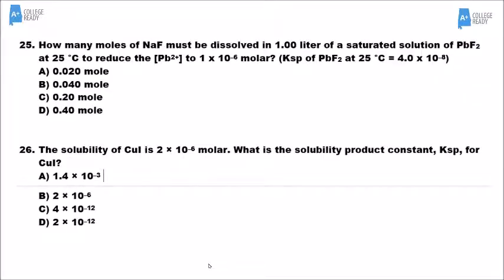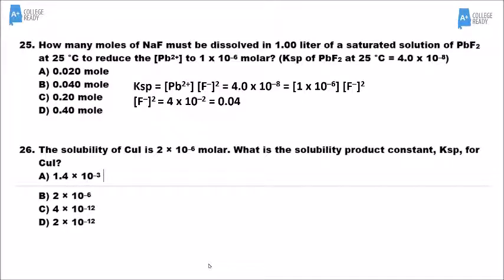Number 25 looks like a really hard math problem, but this should be something that your students ought to be able to do without aid of a calculator. First, we have to set up the KSP expression. The fluoride ion gets squared because there will be 2 fluoride ions for every 1 lead ion. When we divide 4 times 10 to the negative 8th by 1 times 10 to the negative 6th, we should get 4 times 10 to the negative 2nd.